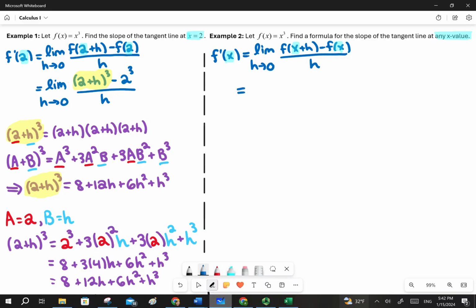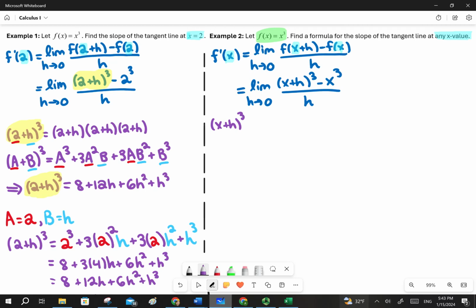And since the function is still f of x equals x cubed, f prime of x equals the limit as h approaches 0 of x plus h cubed minus x cubed over h. Even the algebra of expanding x plus h cubed is the same as it was for expanding 2 plus h cubed. There's nothing special about 2. What we did would work for any number.